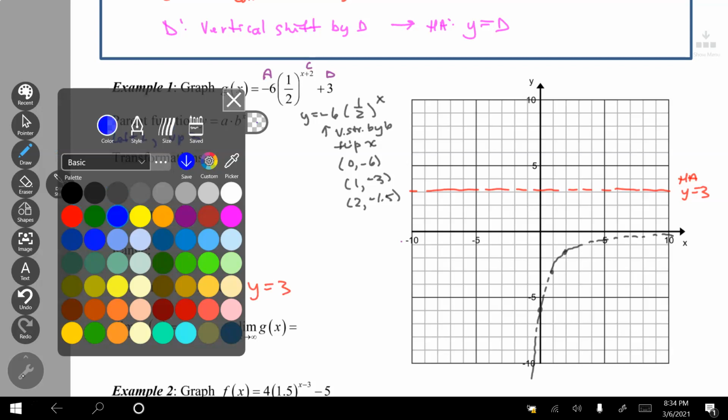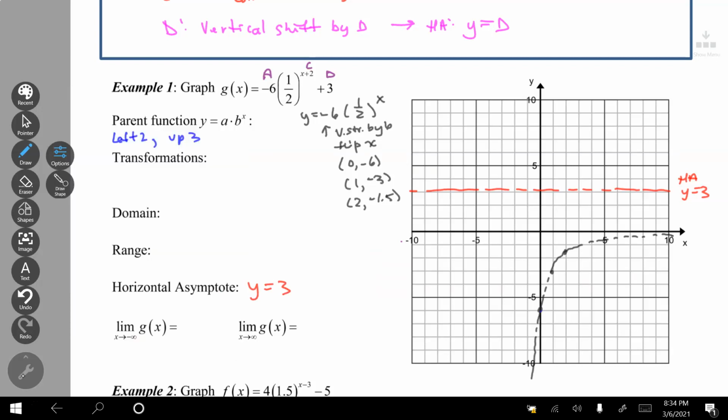So all these dots on this graph are going to go left 2, 1, 2, 1, 2, 3. And there we go. There's a dot here at negative 2, negative 3. Left 2, 1, 2, 1, 2, 3. I have another dot here at negative 1, 0. This one's going to be a little bit harder. Left 2, up 3, 1, 2, 3. I have a dot here at 0, 1.5.